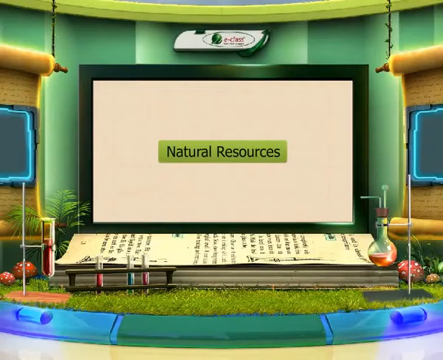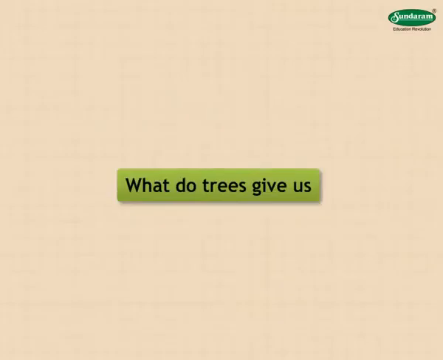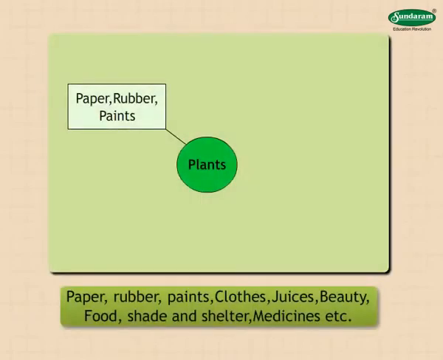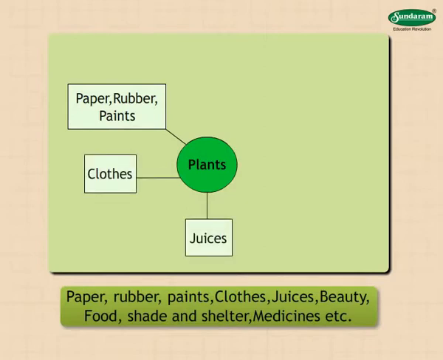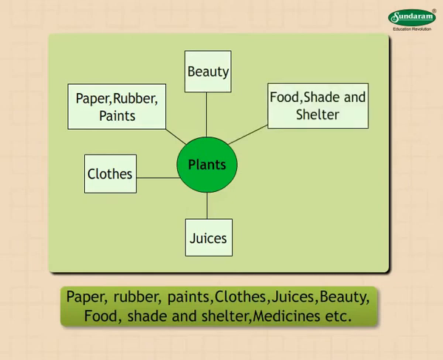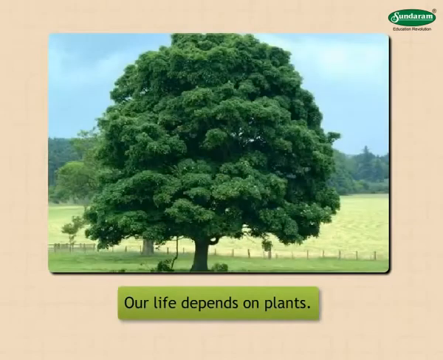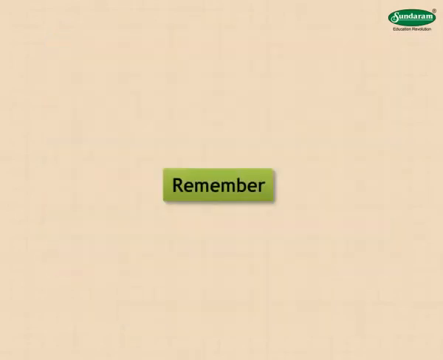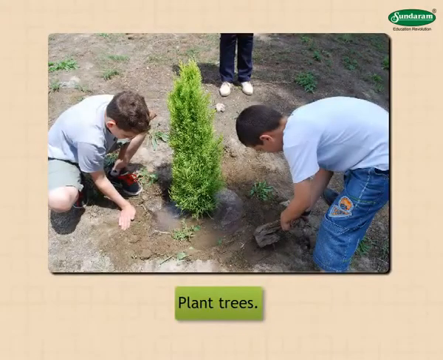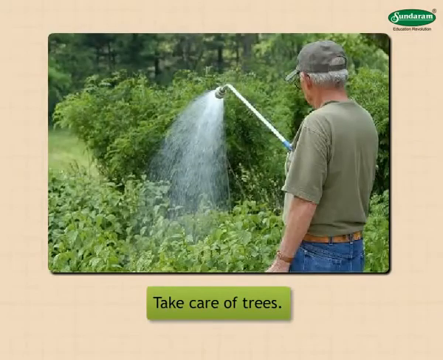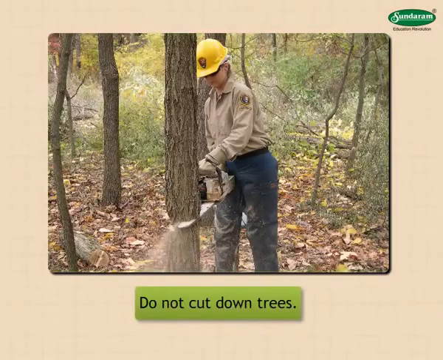Natural resources. What do trees give us? Paper, rubber, paints, clothes, juices, beauty, food, shade and shelter, medicines, etc. Our life depends on plants. Remember, plant trees. Take care of trees. Do not cut down trees.